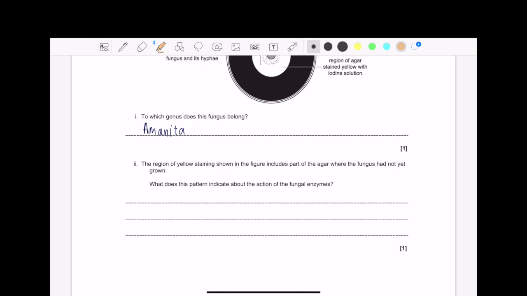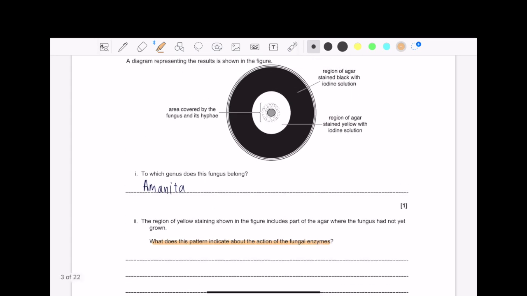Do you know what the pattern is? Because I don't. So that's why we need to actually read what's actually going on. So it says, the region of yellow staining shown in the figure includes part of the agar where the fungus had not yet grown. And then we have the figure as well.